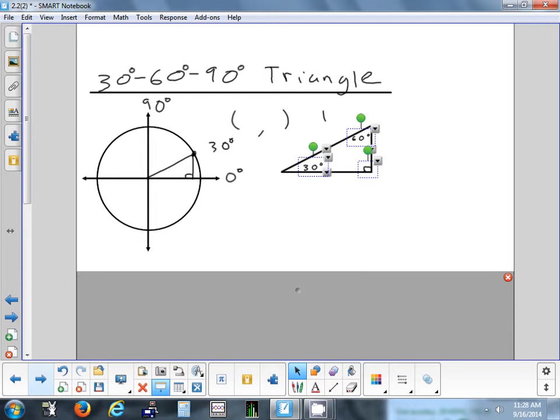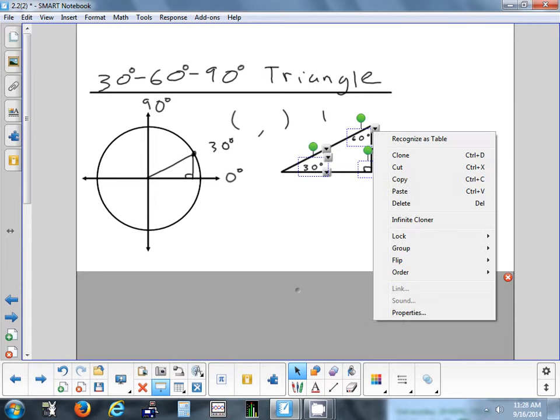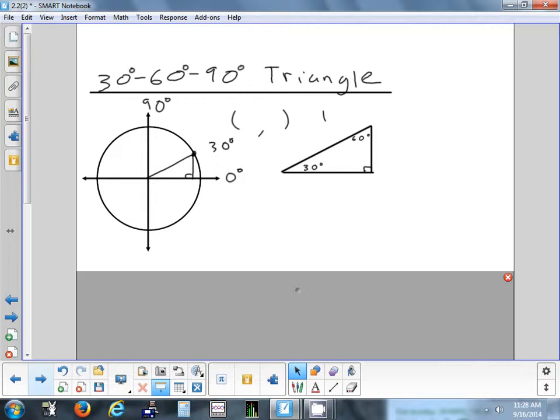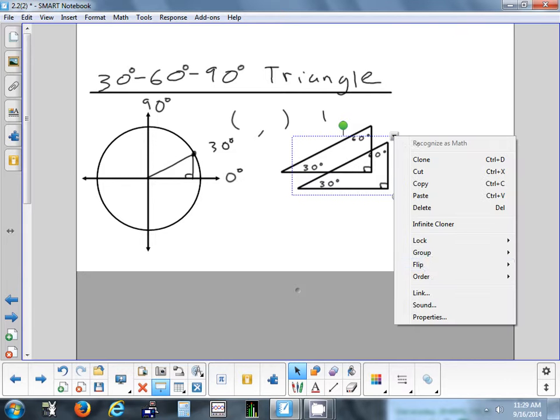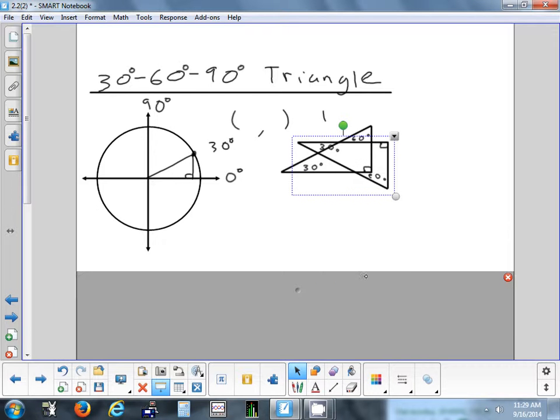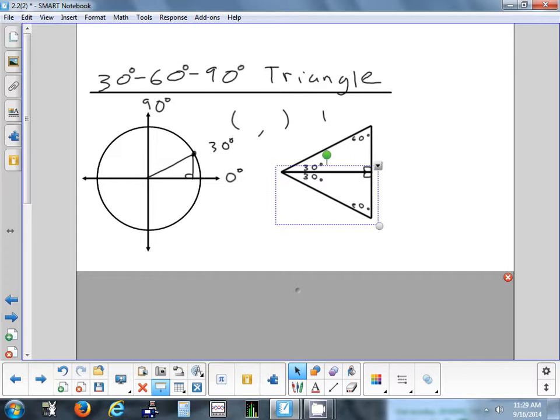So let's take the triangle. I'm going to make a copy of it, and then we're going to flip it that way. Okay, I'm just going to keep that triangle there temporarily to help me do something, and then I'm not going to need it. All right, so now we know that side's 1.